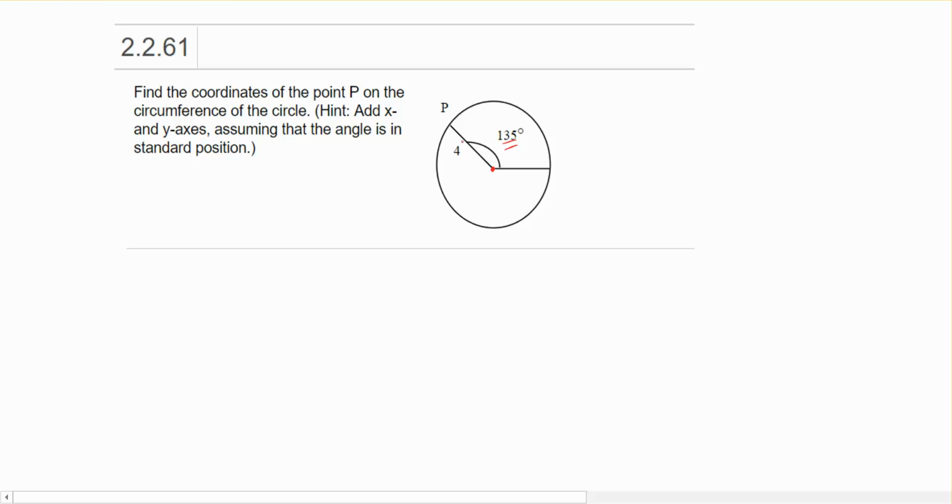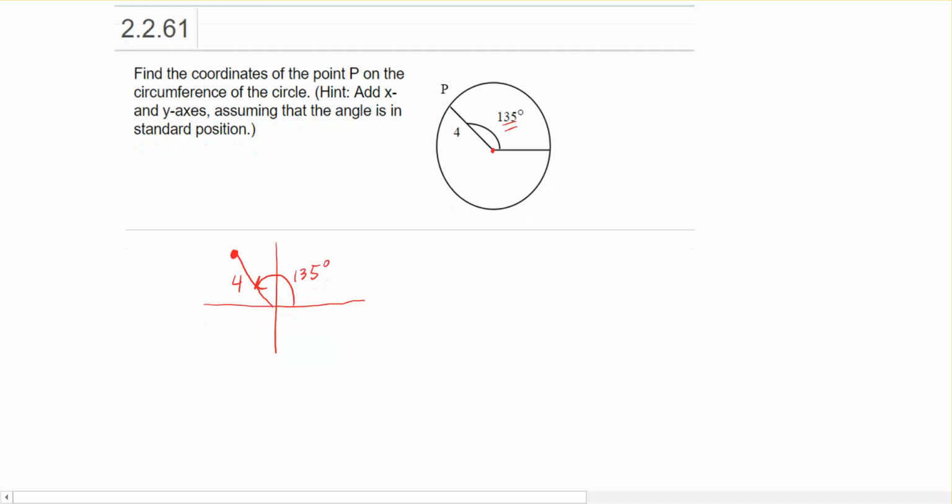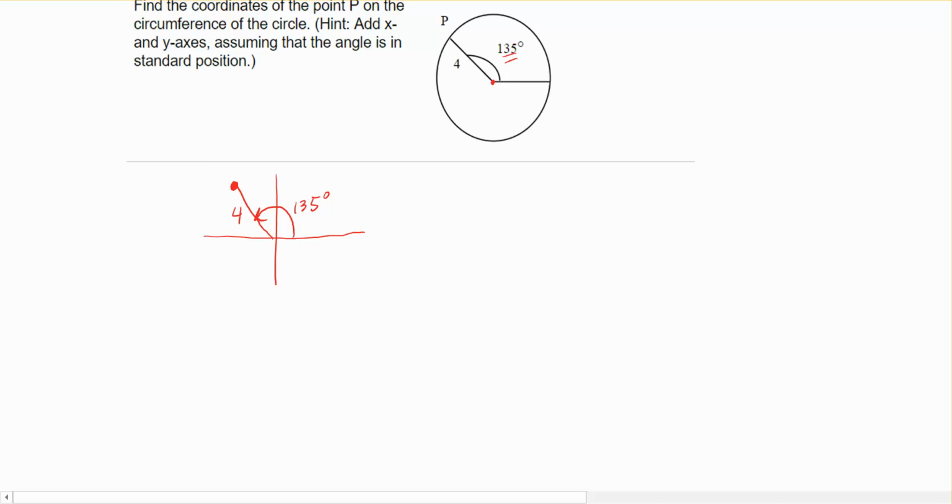So let's take that and put it instead on an XY axis. If I come down here and I have my point P, which is out here at the end of this line, and I know that I am a distance of 4 from the center, and that theta is 135 degrees. Now, if we think about it instead in this XY Cartesian coordinate system instead of a circle, maybe we can apply what we were learning for our definition of trig functions. So it asks me to find the coordinates.